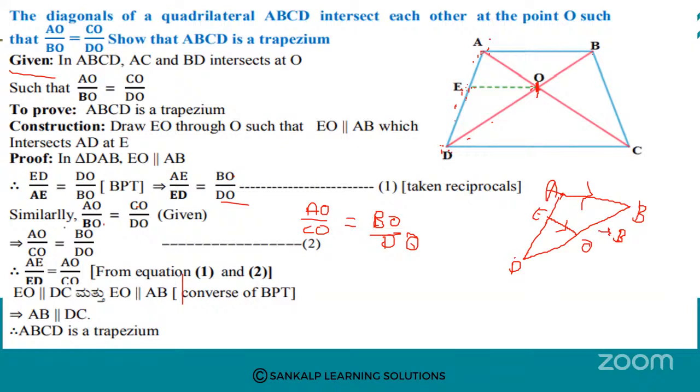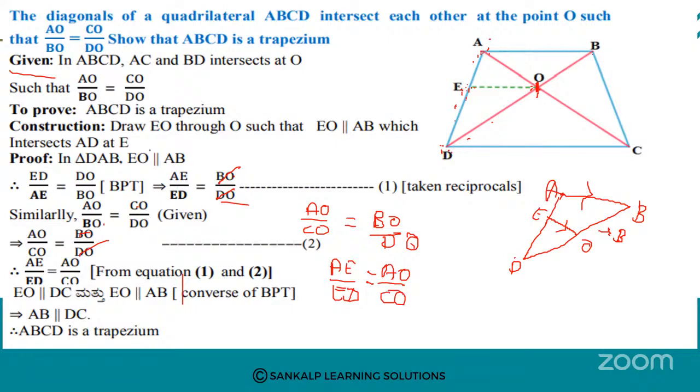Second equation is AO divided by CO is equal to BO divided by DO. Here also BO divided by DO is there. Here also BO divided by DO is there. So it will get cancelled. AE divided by ED is equal to AO divided by CO will remain, right?